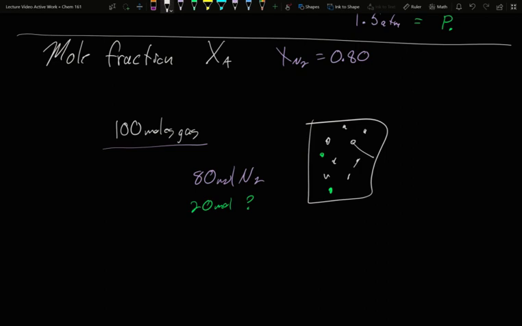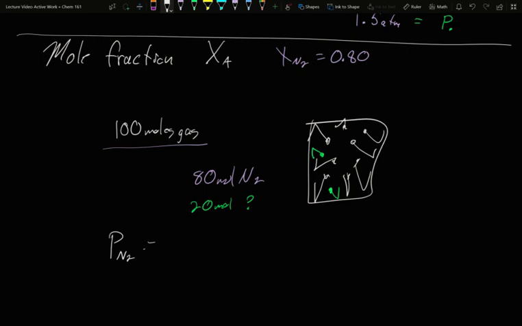Of all the pressure being applied, 8 out of every 10 hits comes from dinitrogen, and 2 out of every 10 hits comes from the other gas. This just means that 80% of the impacts come from dinitrogen, because it is 80% of the particles. We can find the pressure of the dinitrogen.